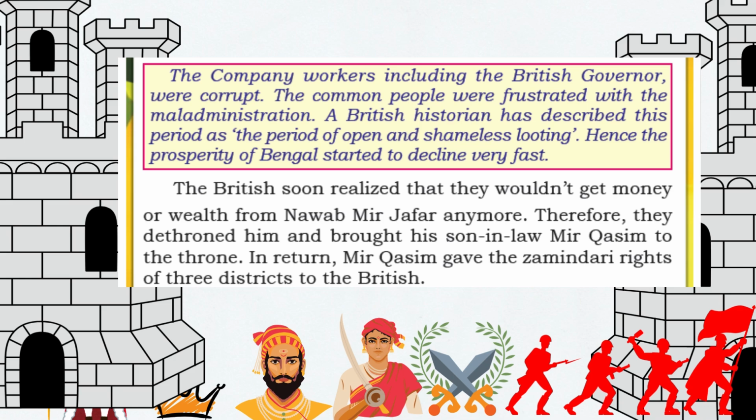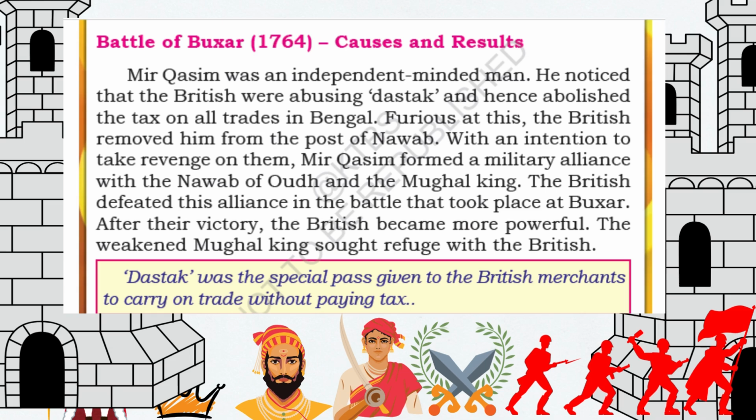The British soon realized that they wouldn't get money or wealth from Nawab Mir Jafar anymore. Therefore, they dethroned him and brought his son-in-law Mir Qasim to the throne. In return, Mir Qasim gave the Zamindari rights of 3 districts to the British. Battle of Buxar, 1764, causes and results.